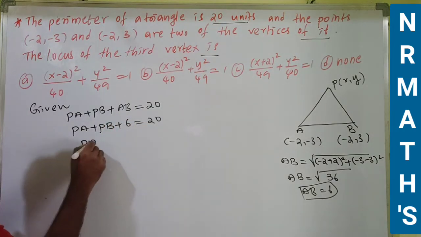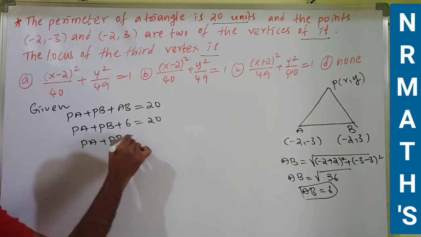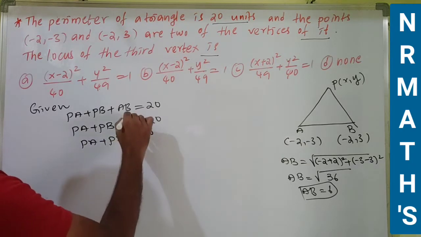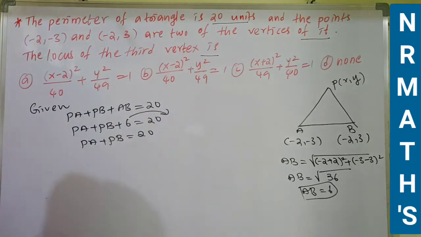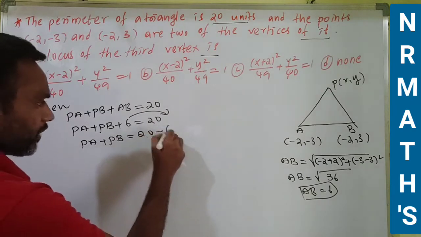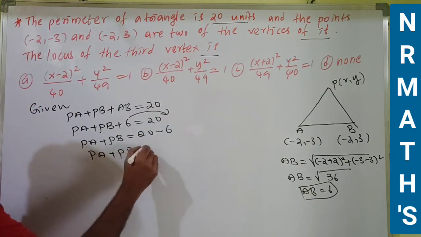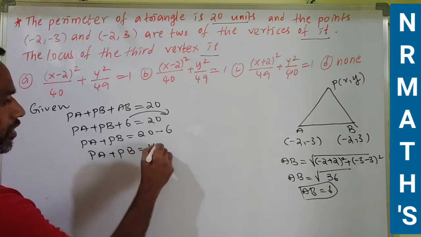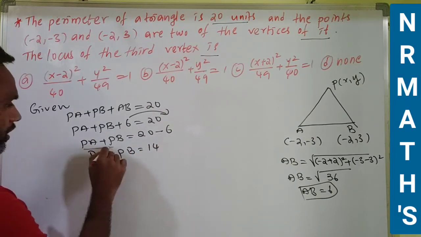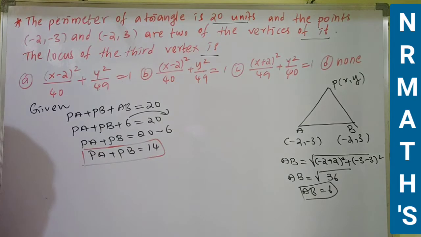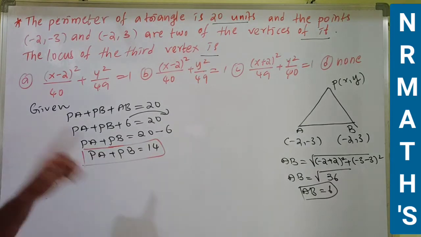So PA plus PB plus 6 is equal to 20. Now the 6 goes to the right side, and we get -6. PA plus PB is equal to 20 minus 6, the answer is 14. Now PA plus PB is equal to 14. Find out the locus of P.